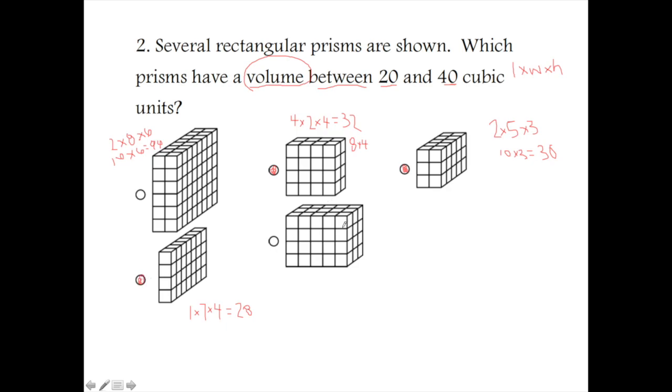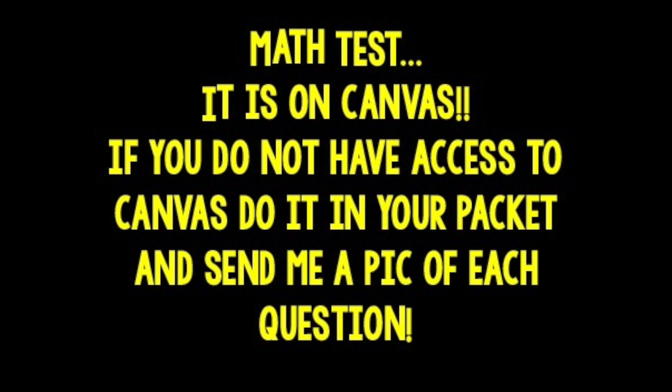All right, last one. The length is 1, 2, 3, 4, 5. Width is 1, 2, 3. And the height is 1, 2, 3, 4. Five times 3 is 15. And 15 times 4 is 60. Is that between 20 and 40? No way, so that is not a choice. And we're done.